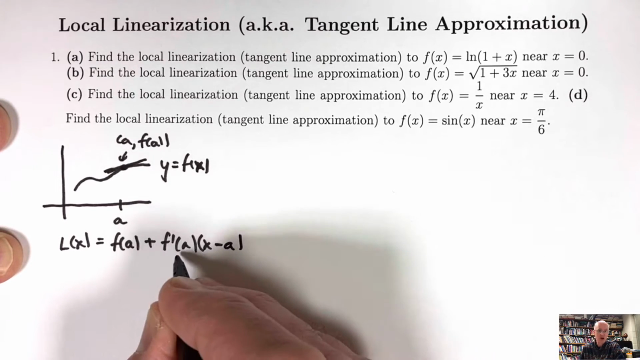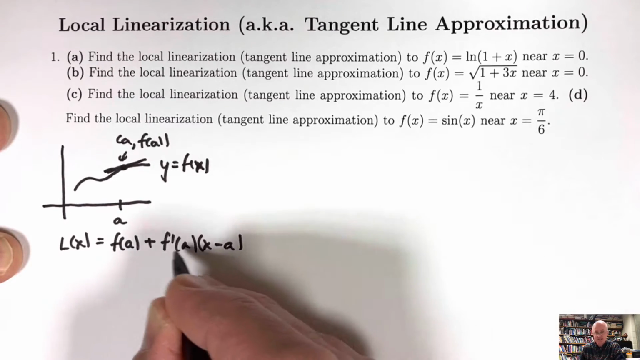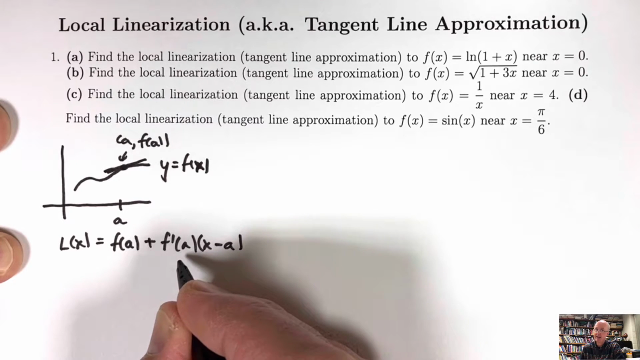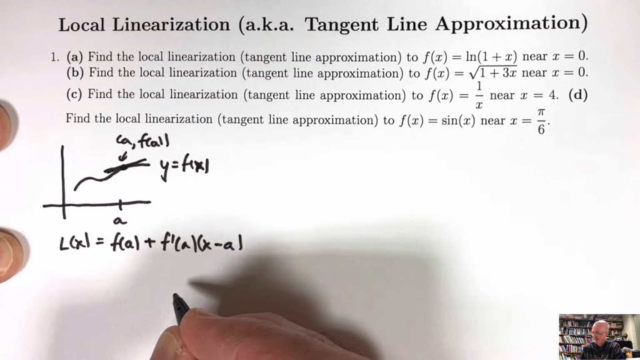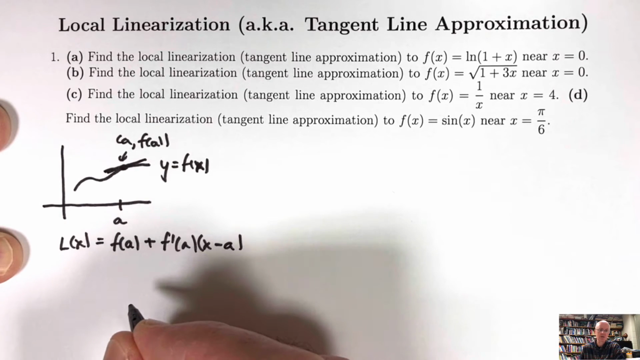Why? F prime of a is the slope. When you expand this out, it is getting multiplied by x. This is certainly a line here because x is to the first power. That's going to be the slope of the line, and it also goes through the right point.